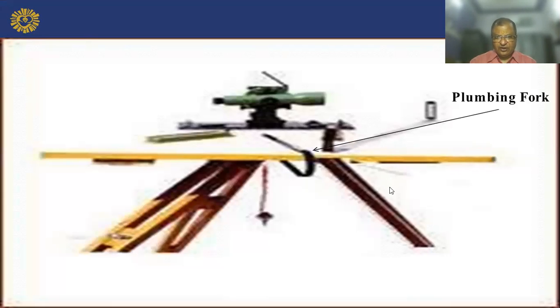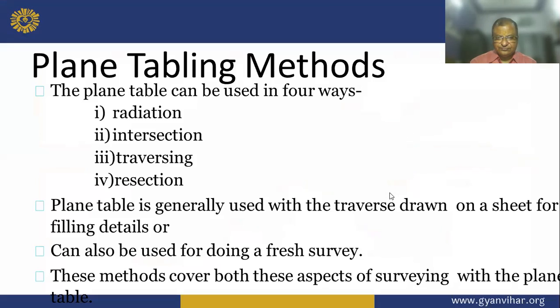This is the plumbing fork. Now, plane table method. The plane table can be used in four ways: radiation, intersection, traversing and resection.